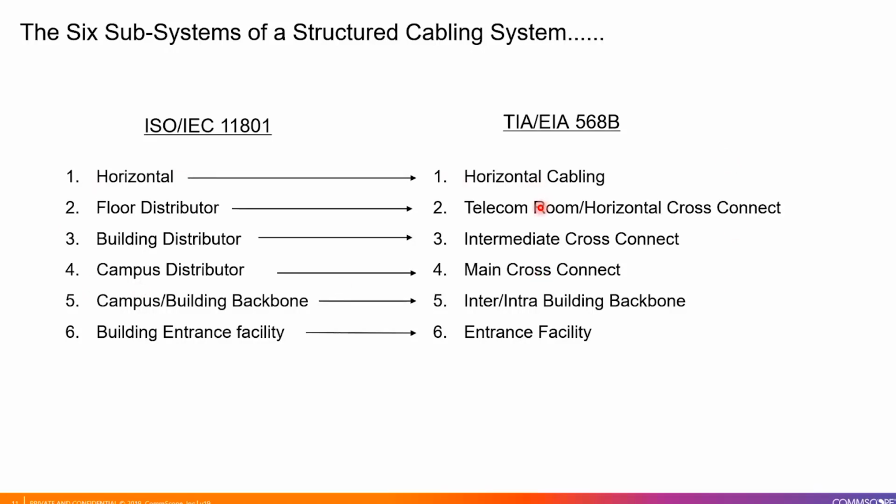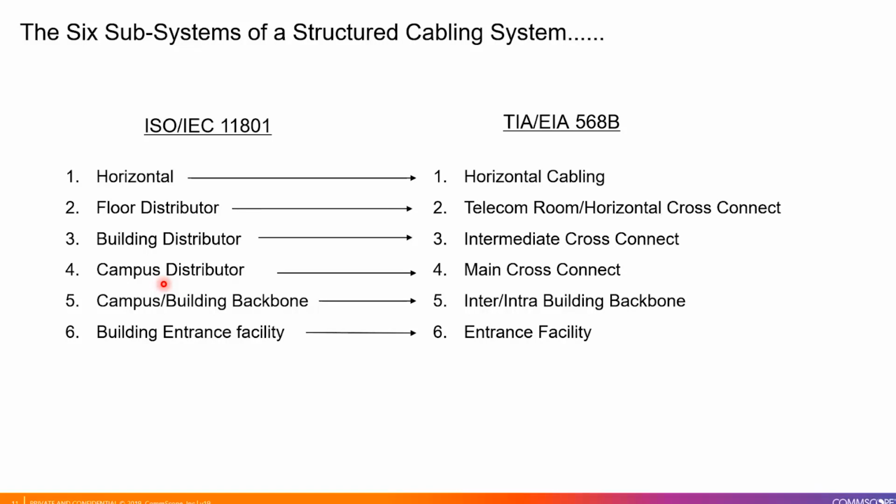Whatever floor comes, you will have your horizontal connectivity, and then it comes to the floor distributor. If you have a building, it comes to the building distributor. If you have multiple buildings, then you will have one campus distributor. If it is 10 buildings, then in every building you will have a building distributor, so 10 building distributors, or 9 building distributors, will be there. Whereas the main building, the location, is called the campus distributor. That main building or campus distributor will support the multiple buildings in a campus.